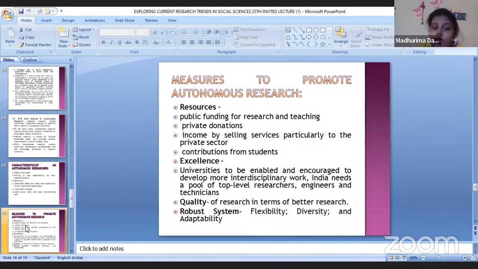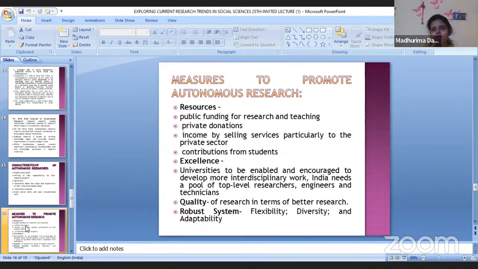Next is excellence. In terms of that, universities have to be encouraged to engage in more collaborative research work, interdisciplinary work. Again, not one-dimensional research, but multidimensional. There needs to be collaboration between social science and natural science, between microbiology and sociology, between management and sociology. Then only the quality of research will be better. And it will create a robust system, ROBUST, in terms of flexibility, diversity, and adaptability.